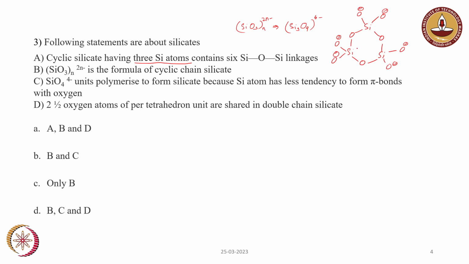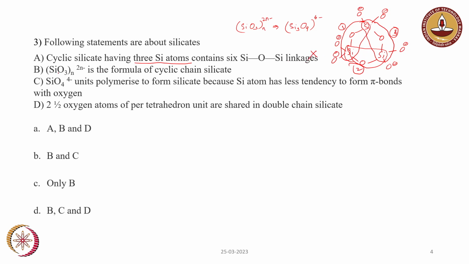So the statement is there are 6 Si-O-Si linkages. So let's count. This is the first Si-O-Si linkage, and next one is this one, 1, 2, and third. So only 3 Si-O-Si linkages are present. So this statement is wrong.